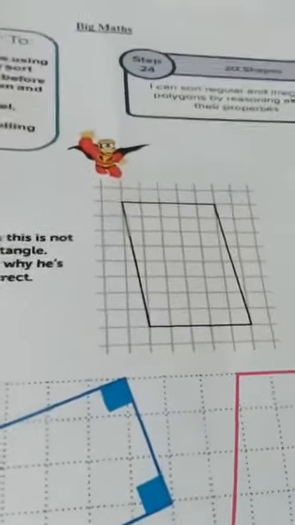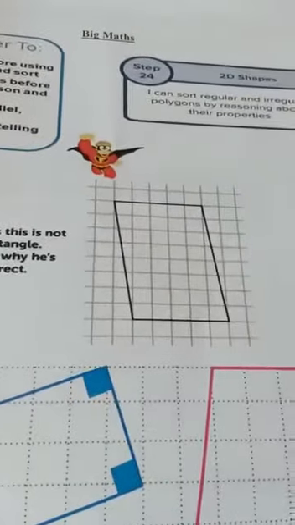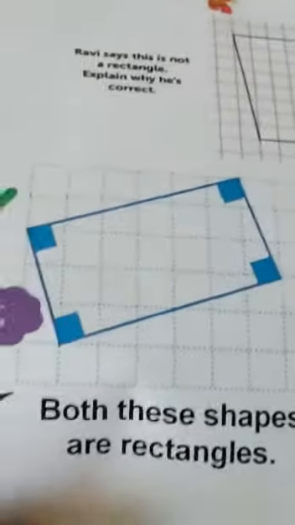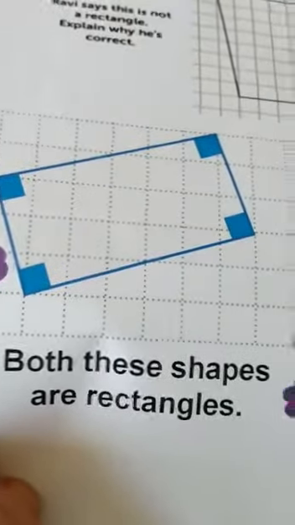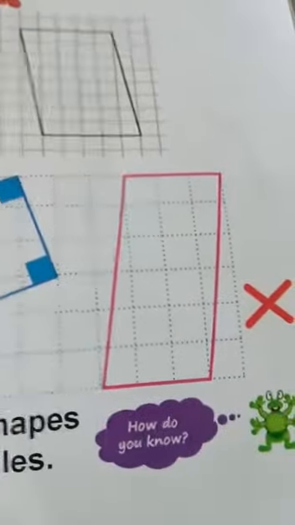Okay, and then for the big maths, it's just some slides and for you to think and work out. So here's the shape. Ravi says this is not a rectangle. Explain why he's correct. So can you remember what shape that is? And here is an answer. Both these shapes are rectangles. No, only one is. So what shape is that one that we're referring to? And then you've got some other slides.